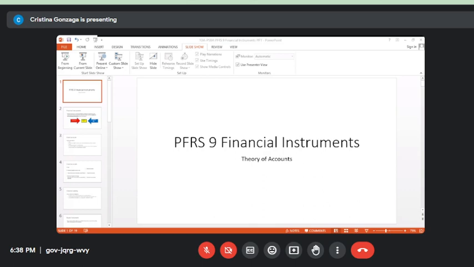Hindi pwedeng tumama yung measurement mo pag mali ang classification mo. Kaya we will begin with the classification of financial instrument. And it's not easy to classify because later on you will learn that there are two types of tests for you to be able to correctly classify financial asset. Okay? So, titingnan natin, ngayon.